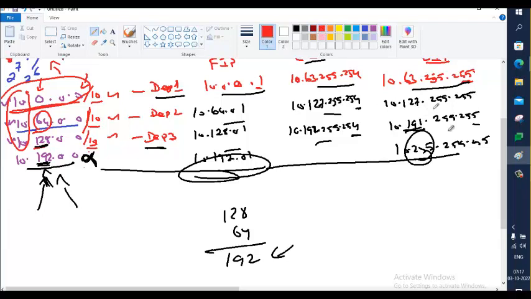What does that mean? You are within that limit, the 191 limit. You are not exceeding the bits that you are given. You gave only 2 bits, and 192 is the max. You can't go beyond that. You got it?